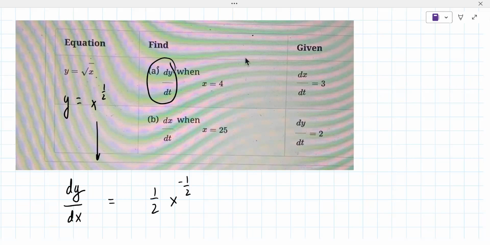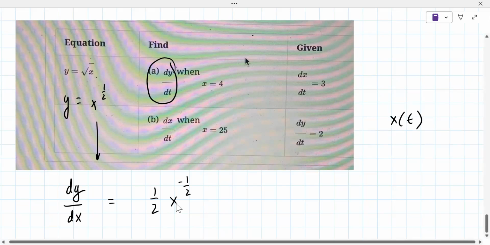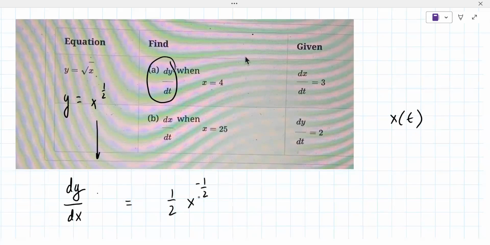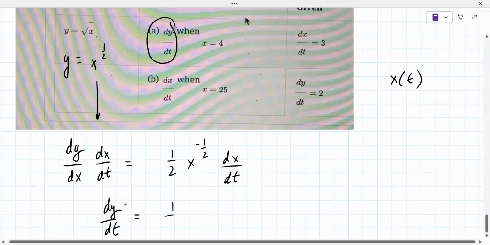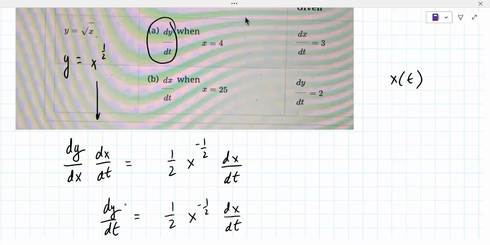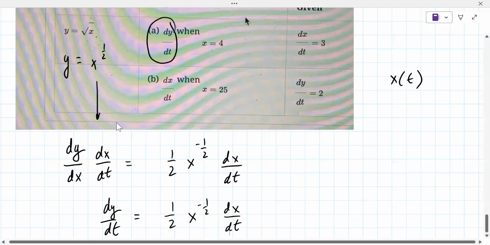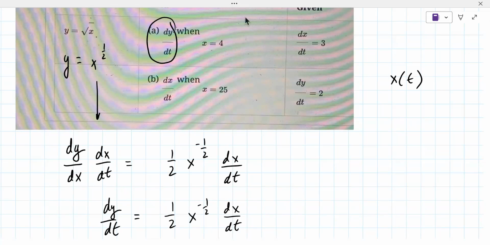Now dy dx equals 1/2 x to the minus 1/2 power. Well, x is really a function of t now. So you have to take a derivative of x with respect to t. So what that looks like here is you end up multiplying by dx dt. So on the left, it just becomes dy dt. So dy dt equals 1/2 x to the minus 1/2 power dx dt. So it's like y is a function of x, but x is a function of t, so you have to take a derivative of everything there. Okay.